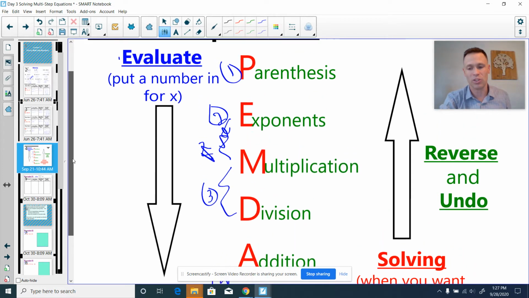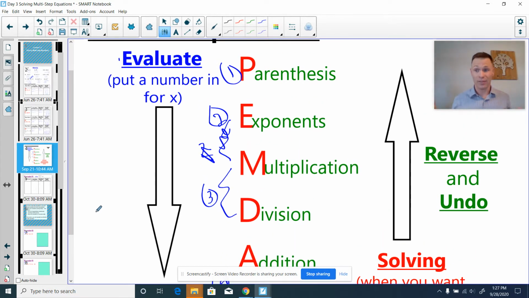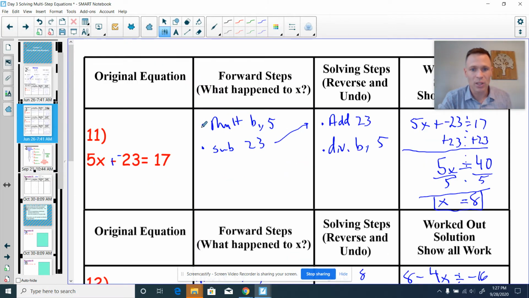Then we talked about how when we solve, we also have to have an order. And the order is the reverse order of operations. And we still undo those things, but we stand that on its head. So for example, that's why we list out the forward steps on this one, like what's happening to x, according to the order of operations. We'd multiply first and then subtract 23. And then we reverse that order, and then we undo those things. So that was our whole premise, right?